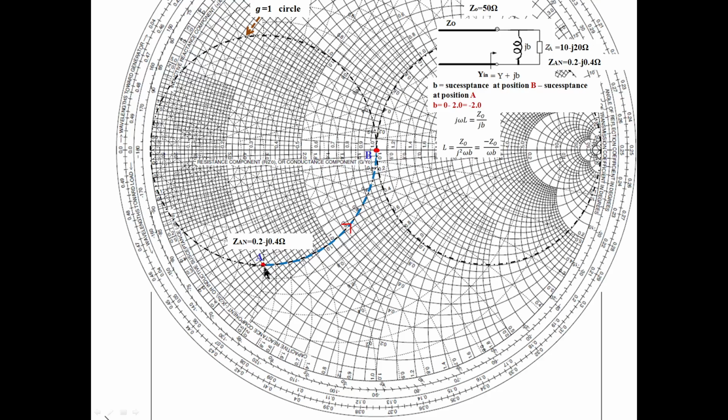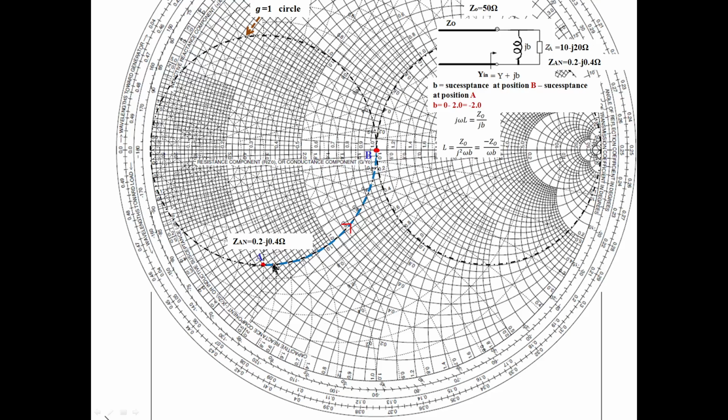Once we mark the load, what do we do next? You should identify the resistance circle passing through this point and the conductance circle passing through this point. We marked the load here, point A, the load point. We should see the conductance circle and resistance circle passing through this point, because we should move on a resistance circle or a conductance circle. Which resistance circle is passing? The 0.2 resistance circle is passing like this.